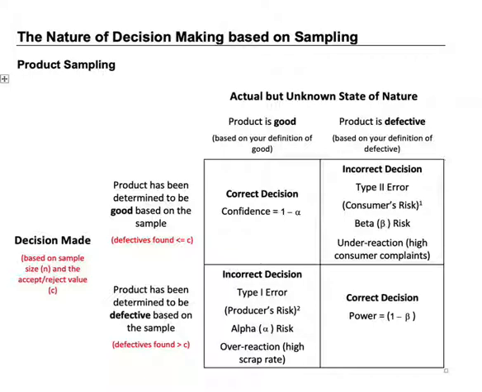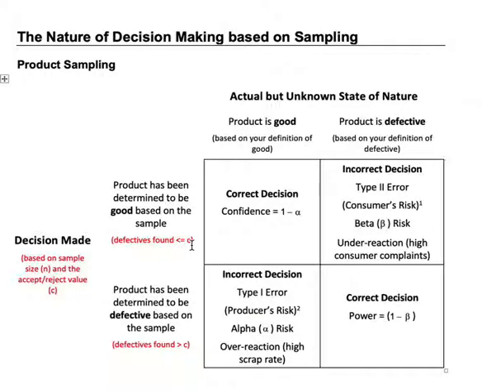And as a decision maker, you want to understand how that product is being manufactured. So there's an actual but unknown state of nature in which, let's say, the product is either good or defective. You're going to pull a sample from that process and you're going to make a decision about it. And you're going to subject the product to certain tests, maybe look for defectives and so forth. And typically there's a threshold value. So it's usually designated by the letter C.